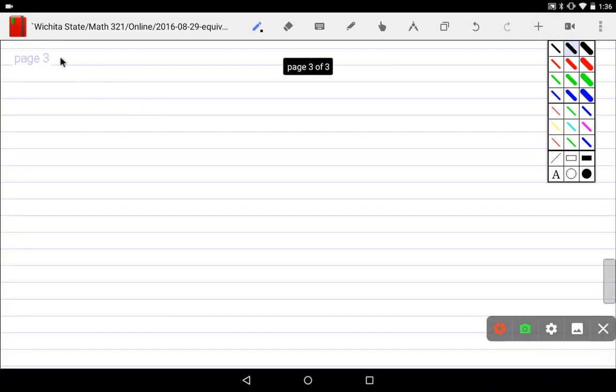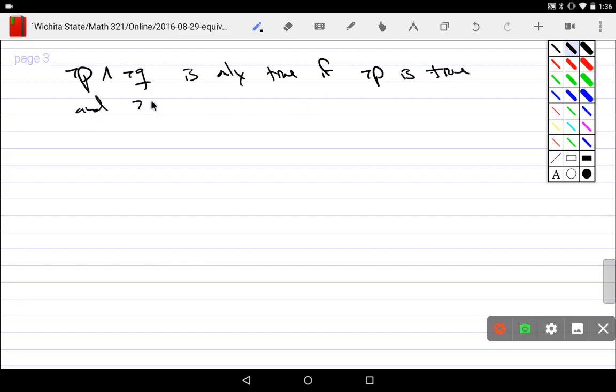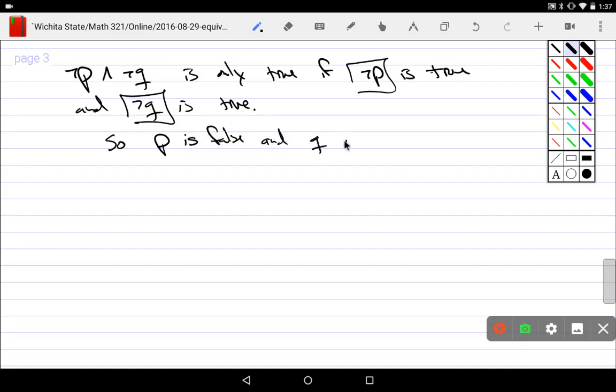So not P and not Q is only true if not P is true and not Q is true. But if not P is true, what does that tell us about P? That tells us P is actually false. And if not Q is true, that tells us that Q is false, because the negation of something is true only when it is false. So P is false and Q is false. Okay, now what about the other side?